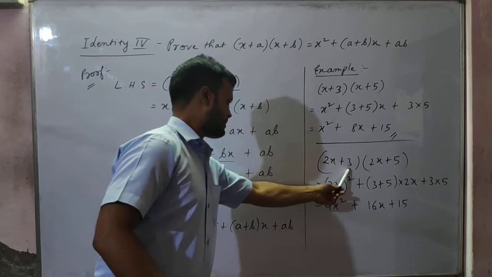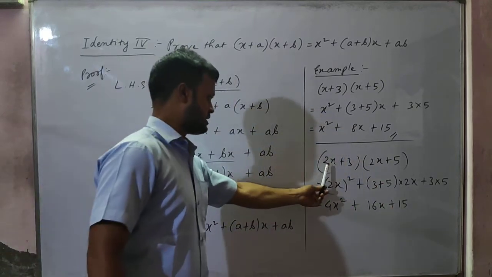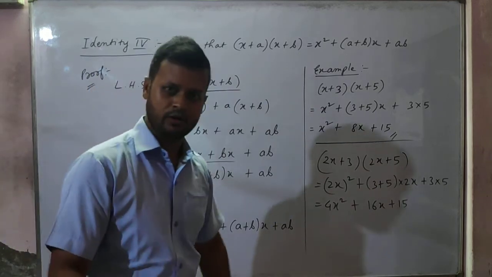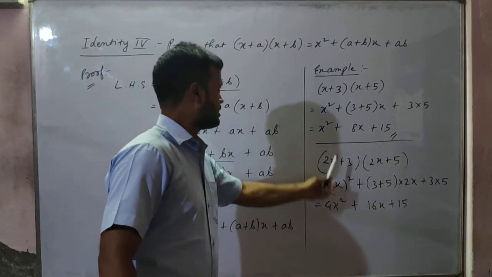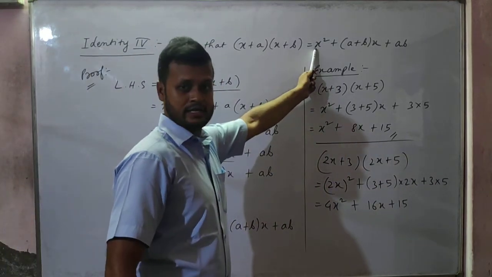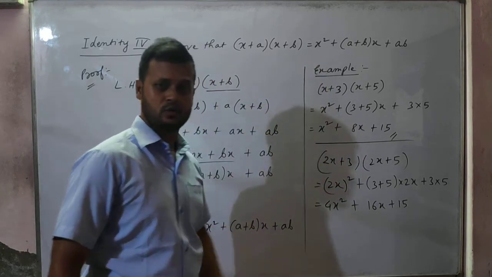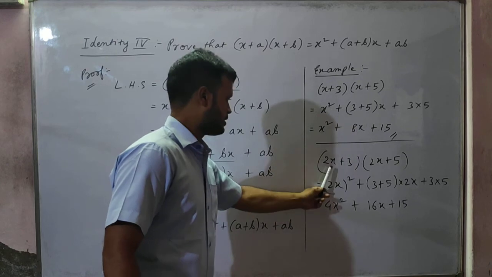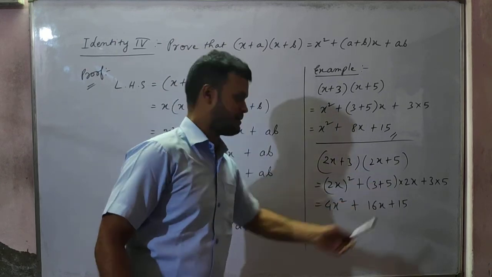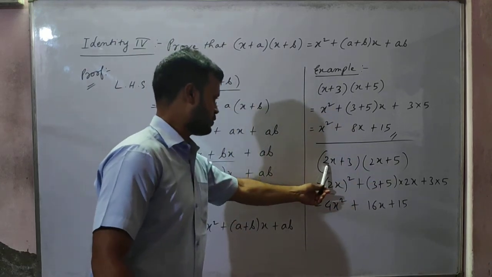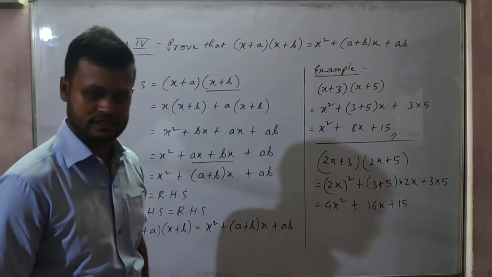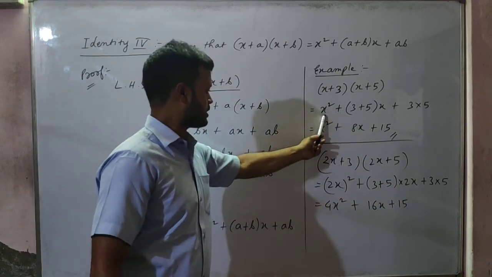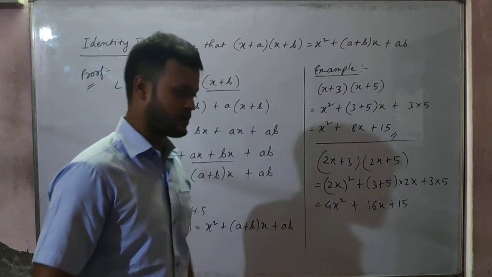Okay, and in the same way, if I take another example I have discussed here, you see (2x plus 3) into (2x plus 5). Here also you see the first term is 2x, here also the first term is 2x. 2x and 2x same, no, in both the brackets. So first we have to write x square, isn't it? Here x means 2x, so you will write (2x) whole square. So first term in this bracket is also 2x, in this bracket it is also 2x, so you will write (2x) whole square.